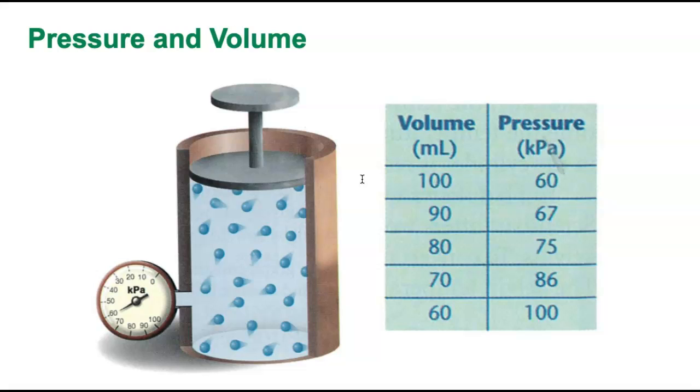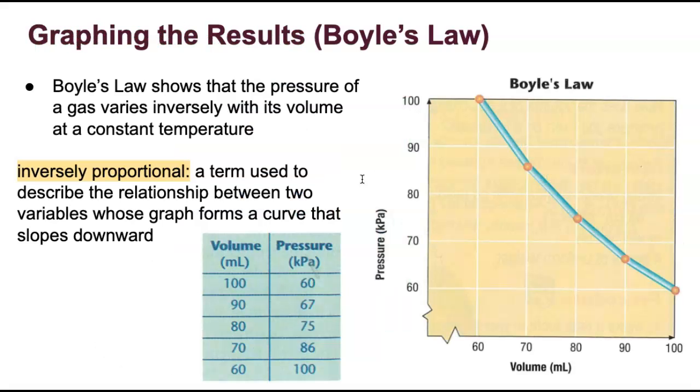So we're controlling the volume. We're very slowly pressing down so that the volume is going down by 10 milliliters every trial. The pressure is going to respond as a result. And when we graph our results from this experiment, again, we have our independent variable, our volume, that's the one we're controlling, along the x-axis, and we have our pressure, that's the responding or dependent variable, along the y-axis. We see a downward slope running from left to right.